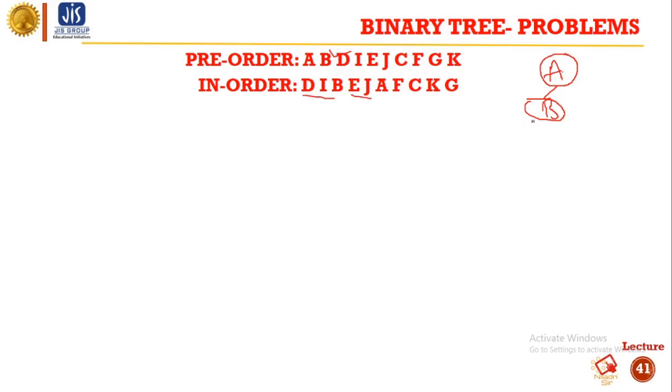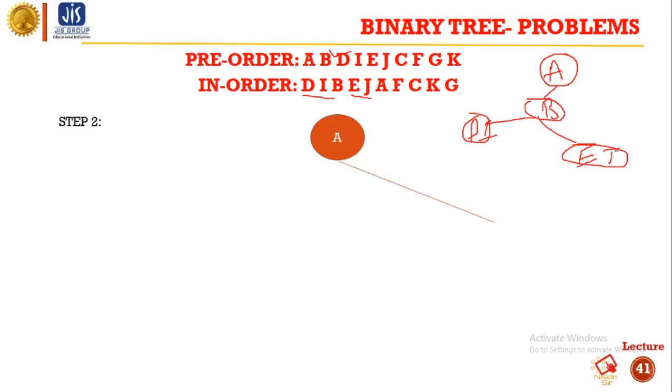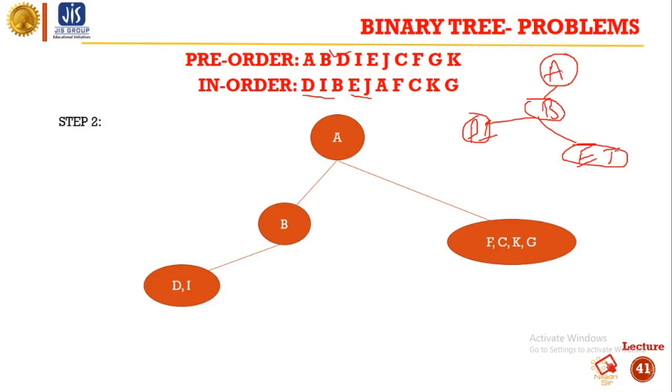Okay, so DI is on the left side of B and EJ is on the right side of B. Okay, so this is A. Next, this is the right part. In this the next element is B, so in the left part of B is DI, and in the right part of B is EJ.